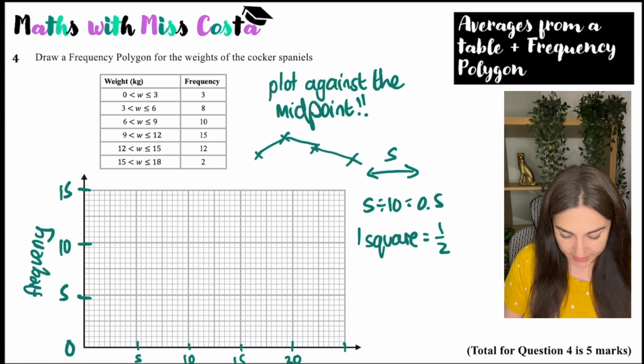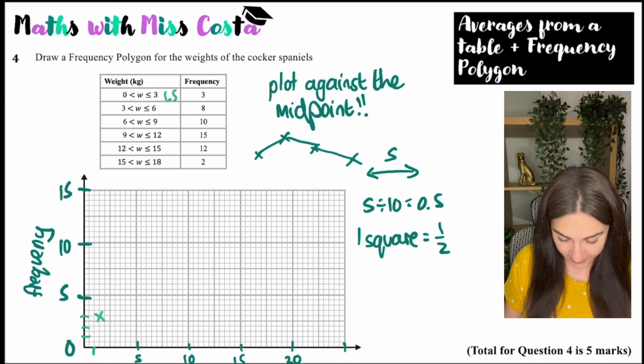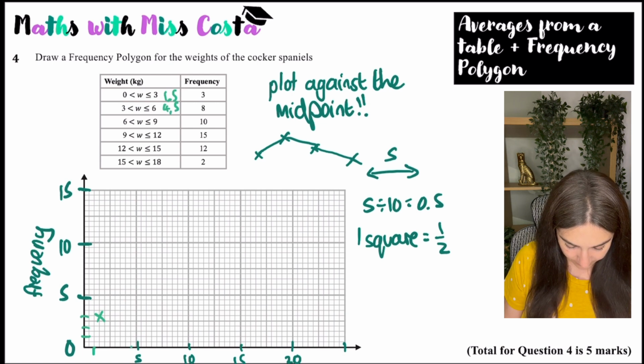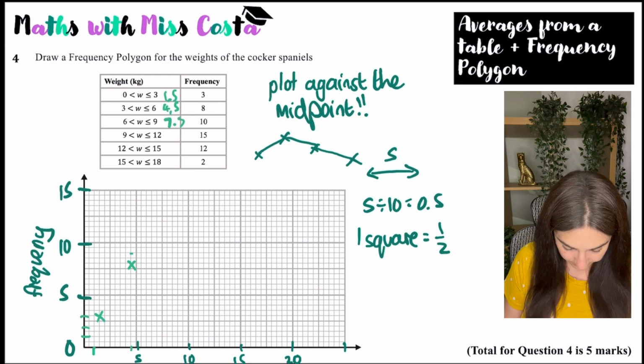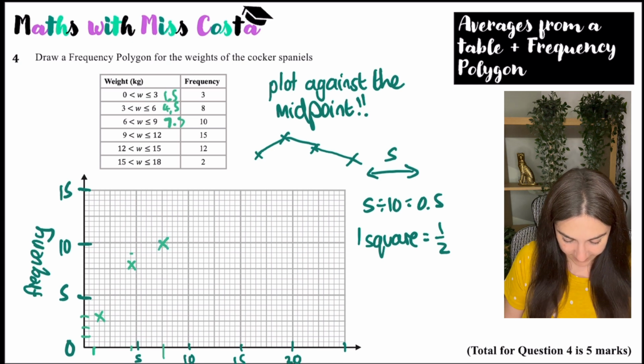So let's start plotting. Remember, against the midpoint, so that would be 1.5. 1.5 would be here, and then 1, 2, 3. This is a lot easier when you're on paper. So 1.5, 3 would be there. Then we've got 4.5 and 8. So 4.5 would be here, and 8 would be here. Okay, then we've got 7.5. So 7.5 would be nice and halfway. 7.5 and 10, that's a nice coordinate.